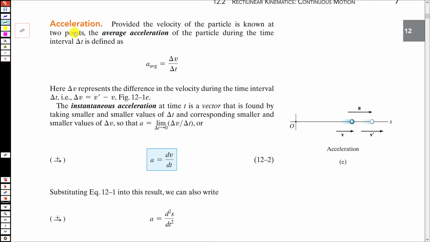Now we will define acceleration. So if we know the velocity of the particle at 2 points, then the average acceleration will be the rate of change of velocity, right. So if there is a change in the velocity of a particle, then we will say that this particle is accelerating, right. So let's say that initially the particle was somewhere here, at a distance of s1 from this origin, and let's say that this is s2 and this is s3, and s3 is greater than s2 and s2 is greater than s1, right.